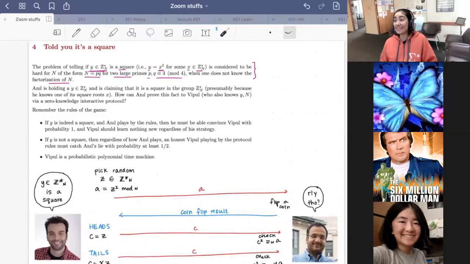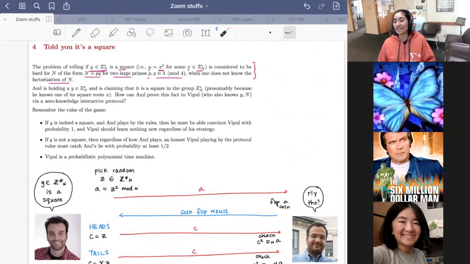Now, in the case that he is lying, so he said y is a square, but he doesn't actually know the x that proves that y is a square, that x times x is equal to y. Well, in that case, if he follows the protocol and actually picks a equal to z squared, where z is some random element of z star n, in the heads case he's fine, because he can just give the square. But in the tails case, he's kind of screwed, because what is this x going to be? He would have to make it up, in which case, when Vipul checks, he's caught in his lie.